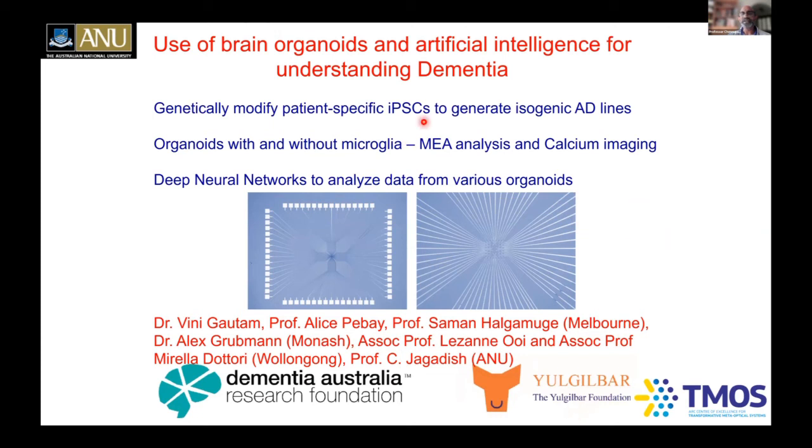And then we are taking the stem cells from the Alzheimer's patients and healthy people, and growing these so-called mini brains using CRISPR-Cas9 technology, with and without microglia, and then measuring with multi-electrode analysis and calcium imaging to understand the signaling behavior differences between Alzheimer's patient organoids, or mini brains, and the healthy people, so that we better understand dementia and how we can help people.